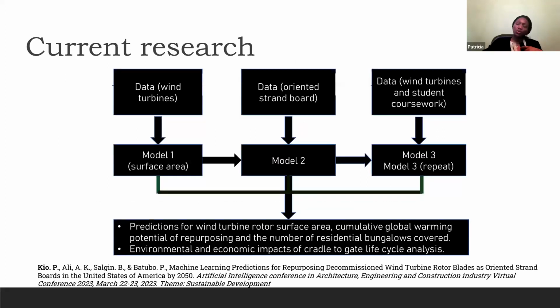So in this current research, what we're looking at is wind turbine waste. If we get the data from wind turbines, it's online, different locations, their numbers and their sizes, and then make a first model from it to know the surface area. We're trying to use a material, this is oriented strand board, to get the data of it to make a model, and then use the students' work. So we had students' work where they made 3-bedroom bungalows. So get the surface area that we needed for that building, and then try to see how to match them.